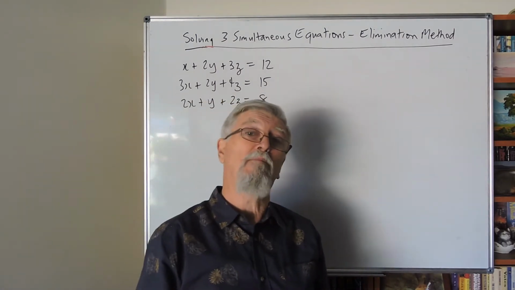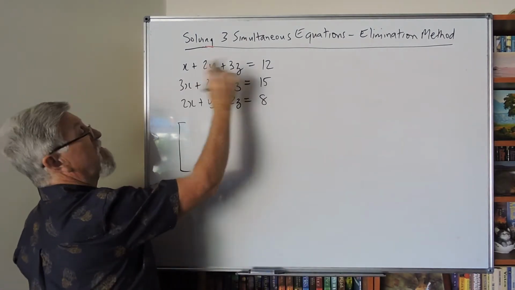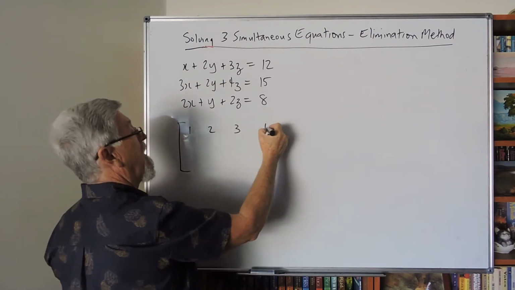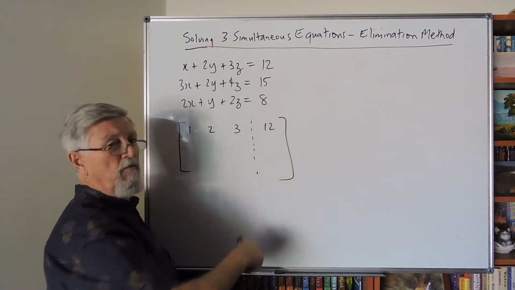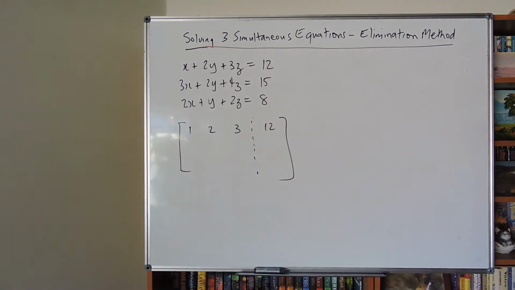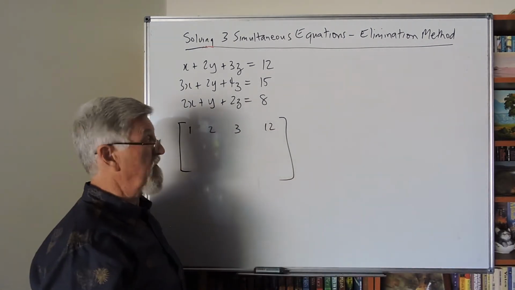This time we're going to use it in matrix form. It's actually called an augmented matrix. Instead of writing x, y and z all the time, you can just write the 1, the 2, the 3 and the 12. Traditionally, some people put dotted lines down there, some people put firm lines. Really, if you know what you're doing, you don't need to write anything there.